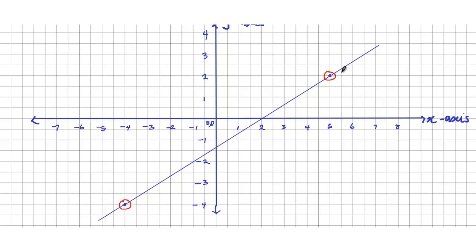So if you look at this, the coordinate of this point is what? That is 5 comma what? x is 5 and y is equal to 2. So this is 5 comma 2. While the coordinate of this point, x is minus 4, y is minus 4. So that is minus 4 comma minus 4. So that's the coordinate of this point.